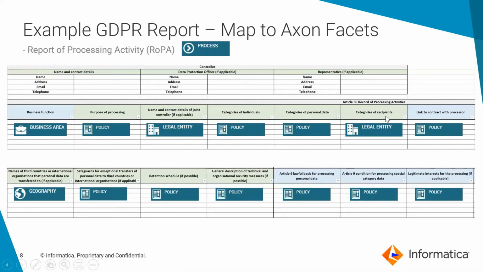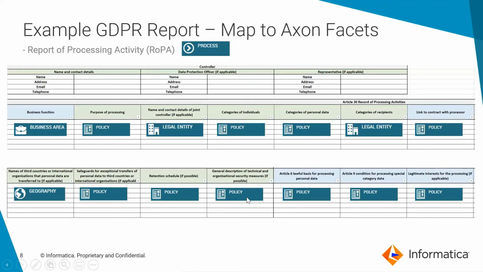One of the big issues with our regulatory privacy regulations is that when we do share or sell that data, they also want to know where that data is going, what country it's in. So they want to know the name of the third countries or the international organizations that the data is transferred to. That would be our geography facet. And then the safeguards and our security measures would be policies. Our record retention schedule policies would be policies in Axon. The technical and organizational security measures would also be policies in Axon.